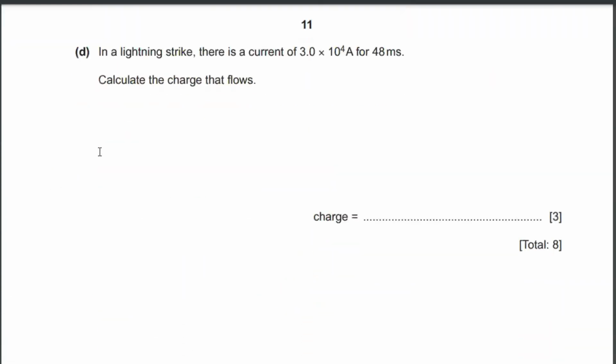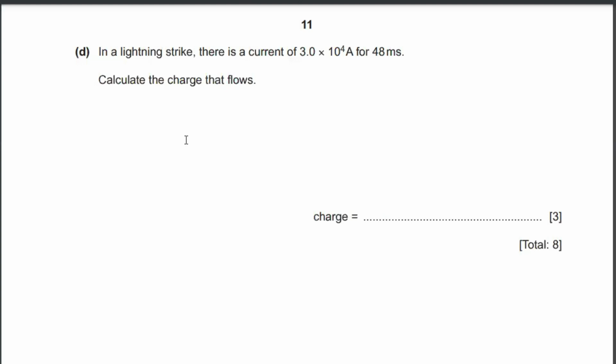So now next question is, in a lightning strike, there is a current of 3 into 10 to the power 4 amps. So this means after 3 there are 4 zeros. So it is 30,000 amps for 48 milliseconds. Now this m stands for milliseconds. So for 48 milliseconds, a current of 3 into 10 to the power 4 amps is passing from the cloud to, let's say, the surface of Earth.